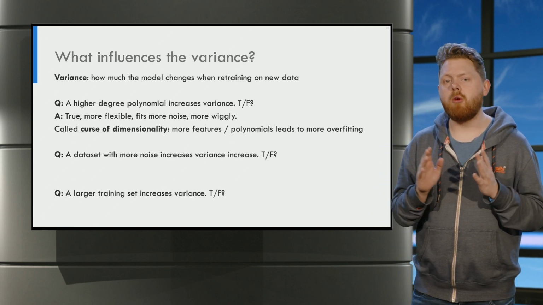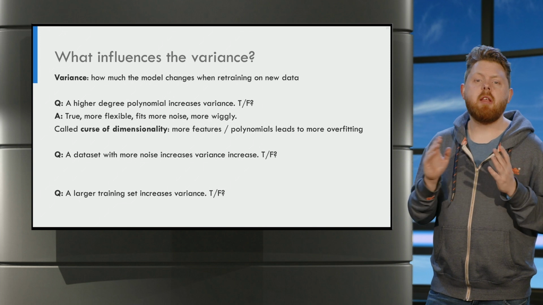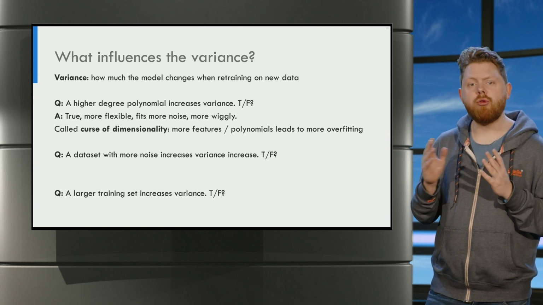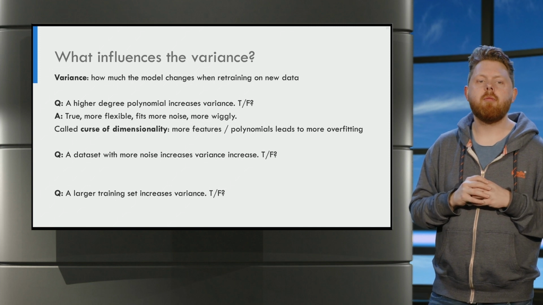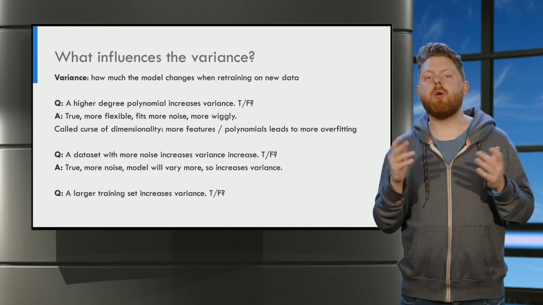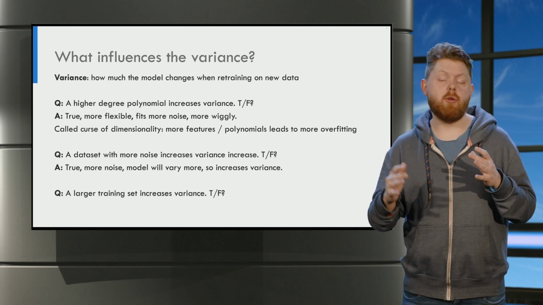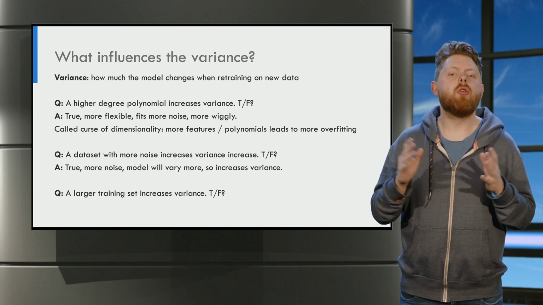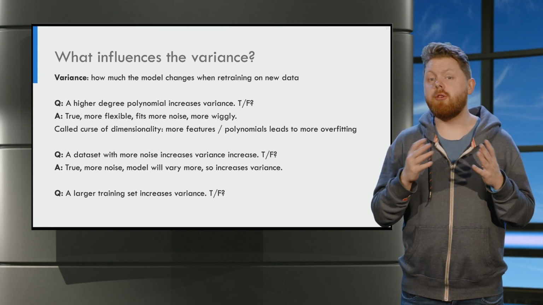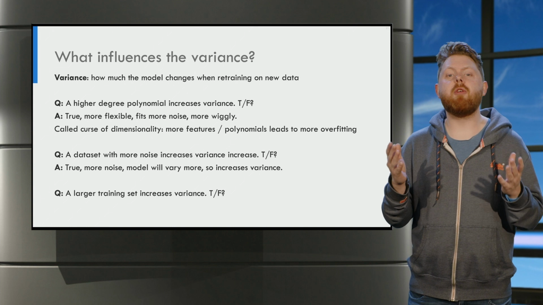Okay, now let's go to question 2. A dataset with more noise increases the variance. True or false? The answer is true. If you add more noise, the training data will vary more. So the model is also going to change more. And because of this reason, our variance increases.